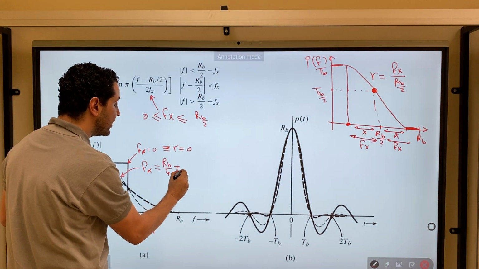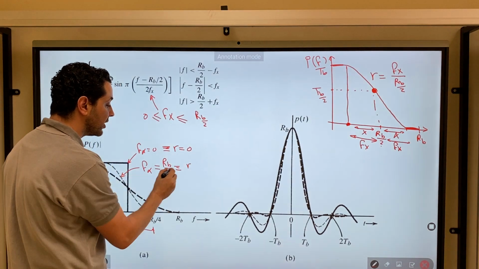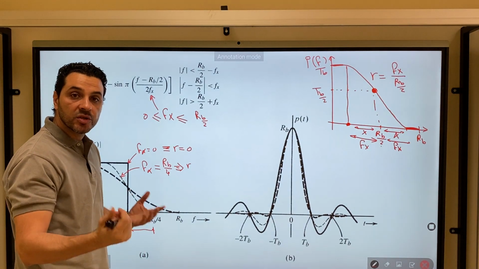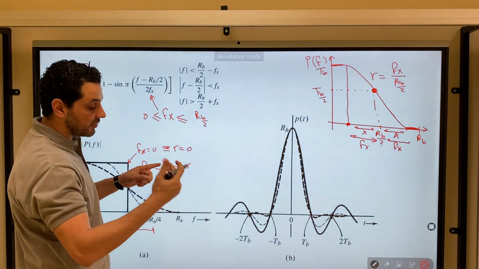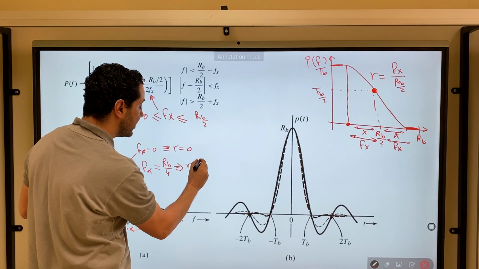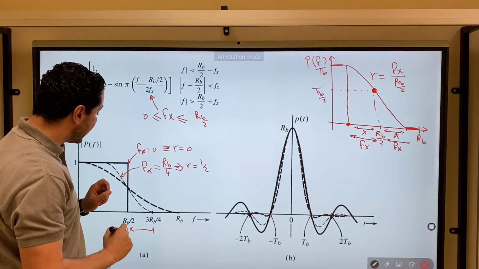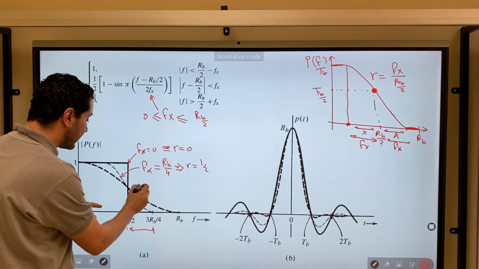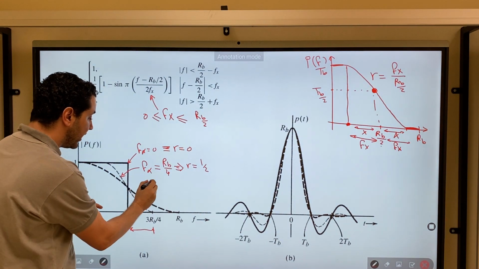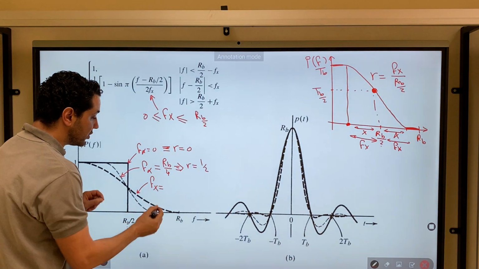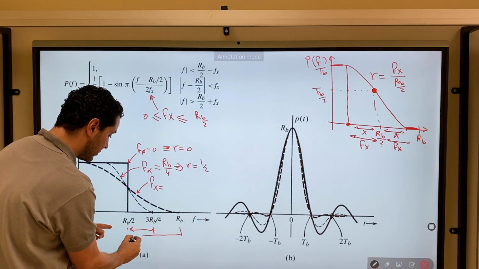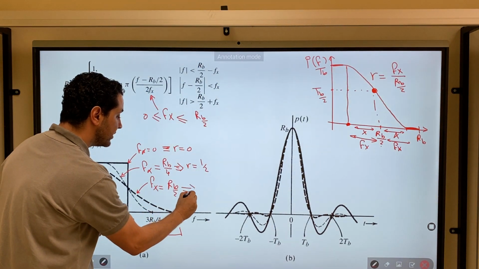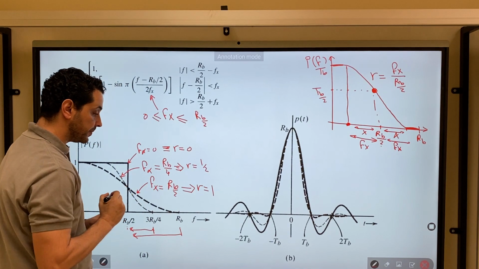And hence, the rolloff factor will be fx divided by the minimum bandwidth, which is Rb over 2. Rb over 4 divided by Rb over 2 will be half. So for the second curve here, r equals half. The rolloff factor is half. And for the last curve, here, fx, we chose it to be Rb over 2, and hence the rolloff factor is 1.